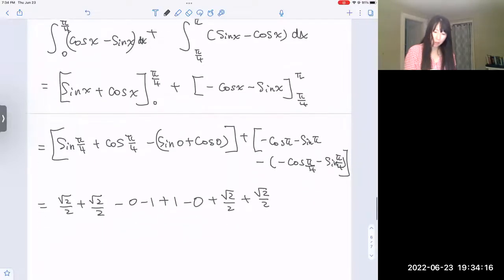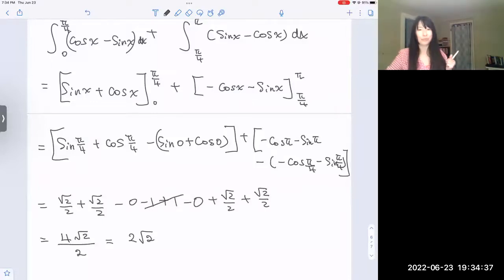Okay, this is 0. We have 4 of square root 2 over 2, right? So we simplify, good. So we get 2 square root 2. Excellent, good job. Easy, huh? Very good.